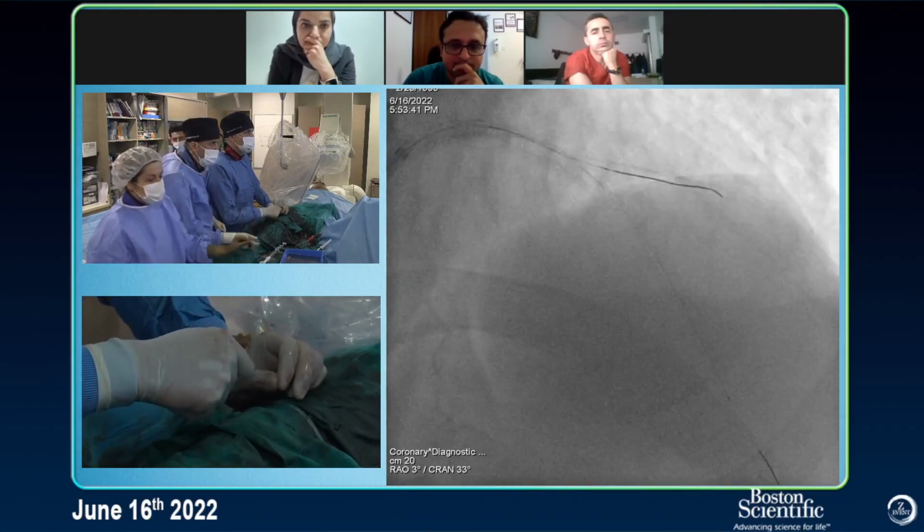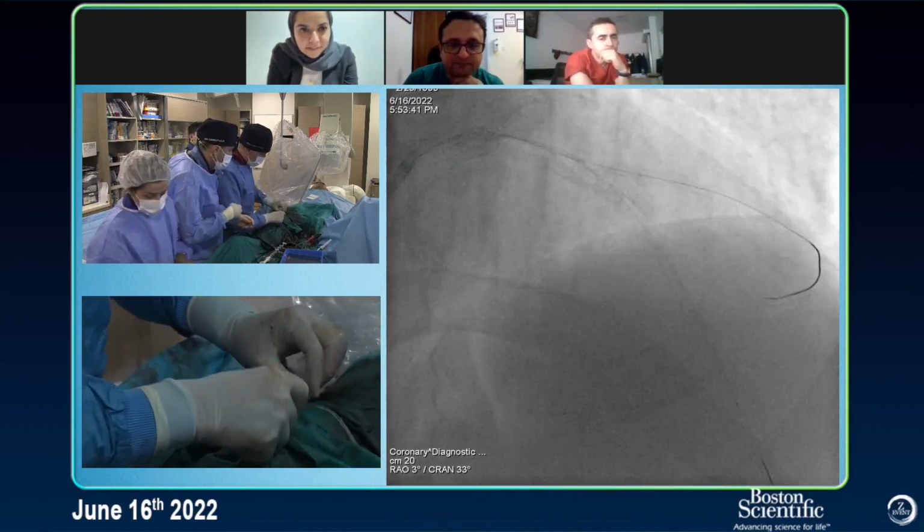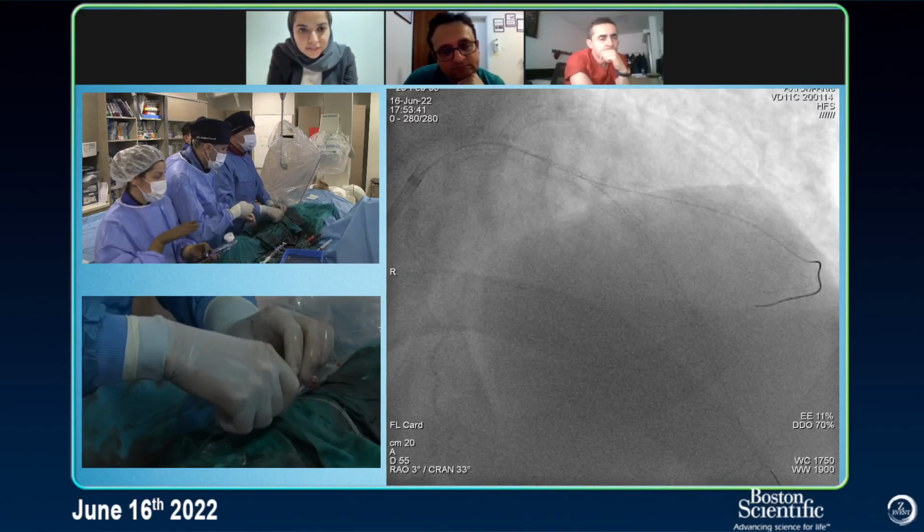2.0 balloon ready. Okay, now 2.0 balloon and 2-0-12.